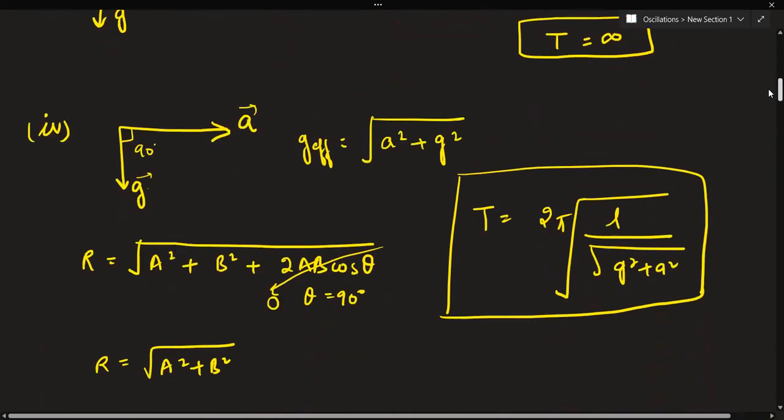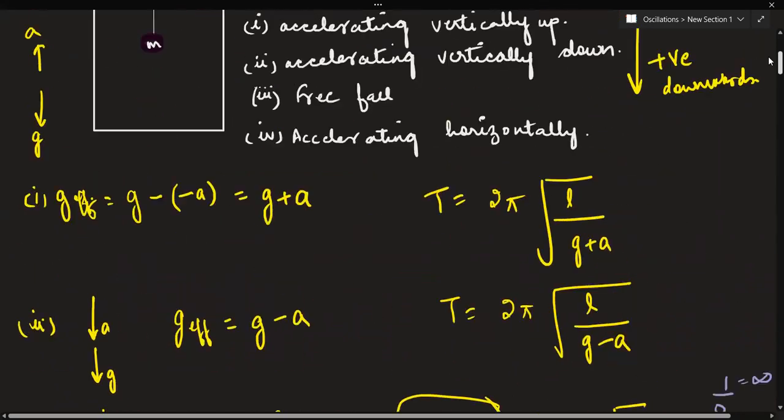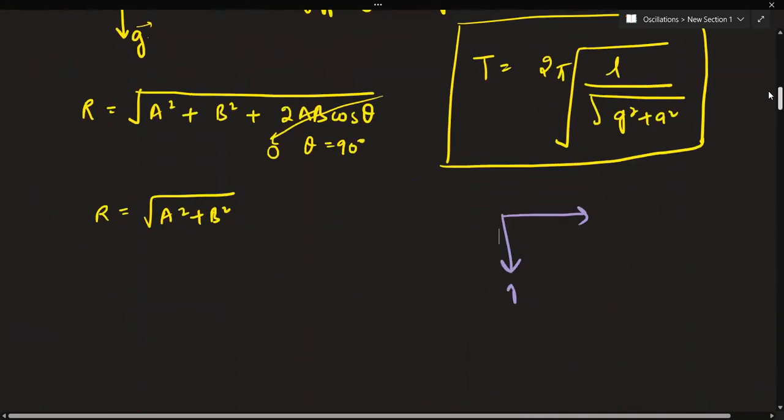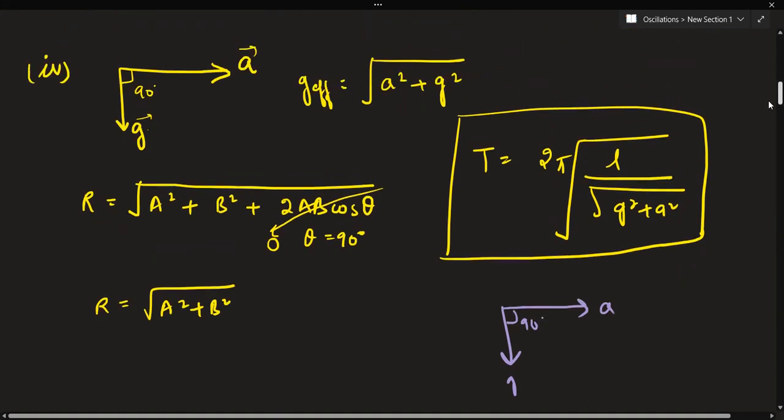Regarding the fourth part, if you remember from the parallelogram law, if two vectors are acting and the angle between them is 90 degrees, the acceleration due to gravity will be acting downwards only. This is fixed. And the acceleration is acting towards this side. The question says it is acting horizontally, so the angle between them is 90 degrees. So using the parallelogram law, this will be under root a square plus g square.